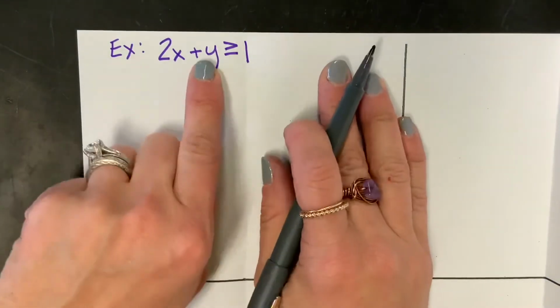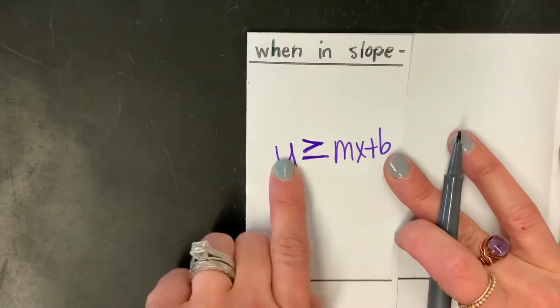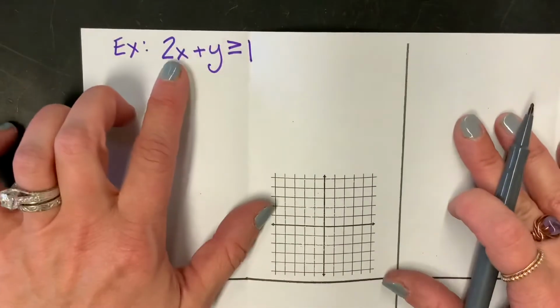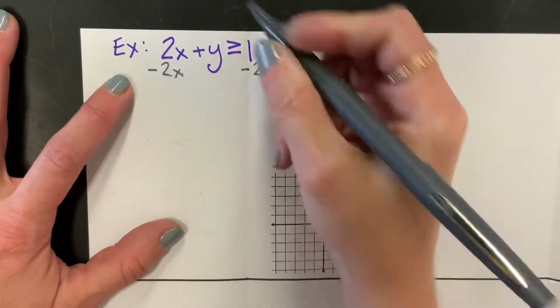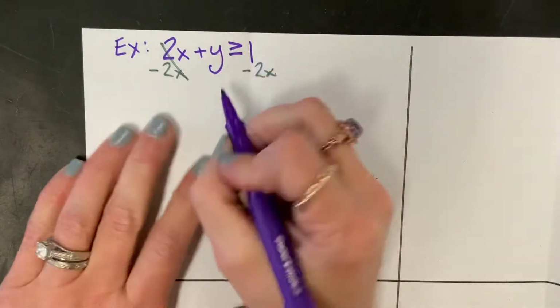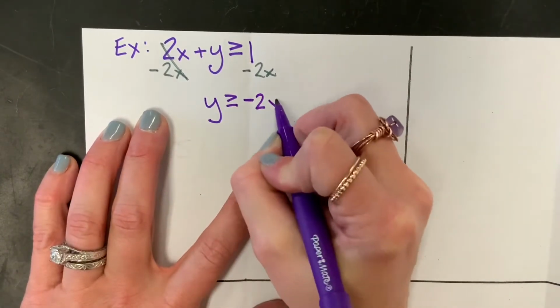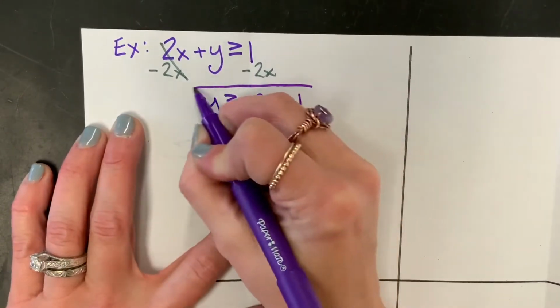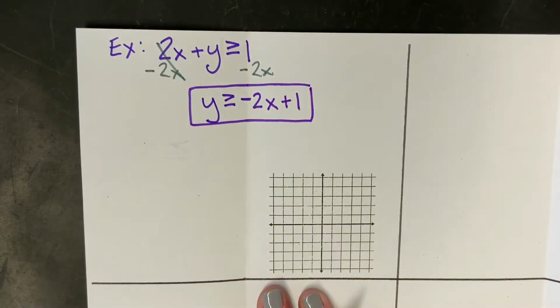Subtract the 2. Remember, we want the y to be by itself. If it is in slope-intercept form like this, I want the y to be by itself. So we have to get this x term off of here. Minus the 2x, minus the 2x. Now I'm left with y is greater than or equal to negative 2x plus 1. There is my linear inequality in slope-intercept form.